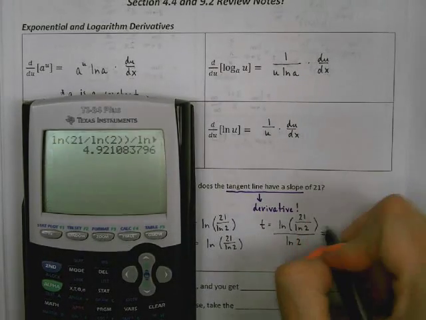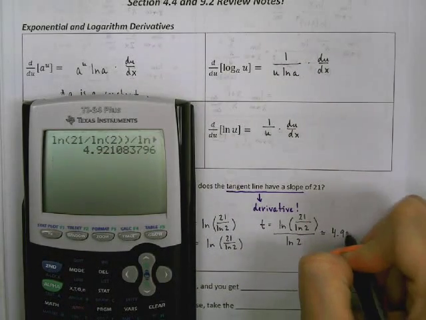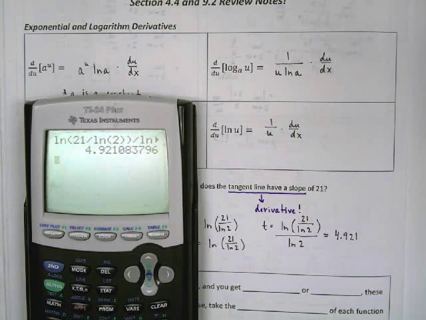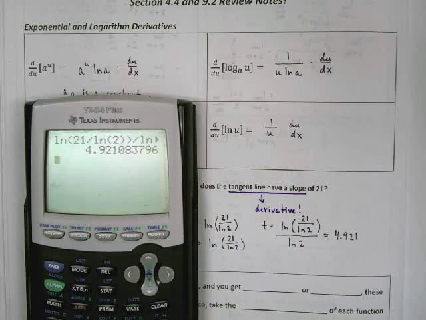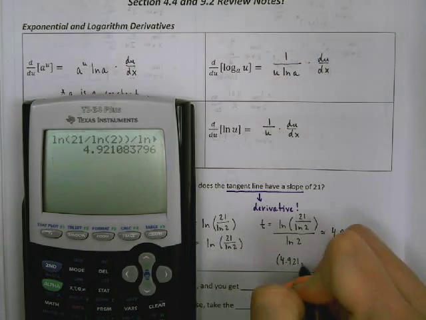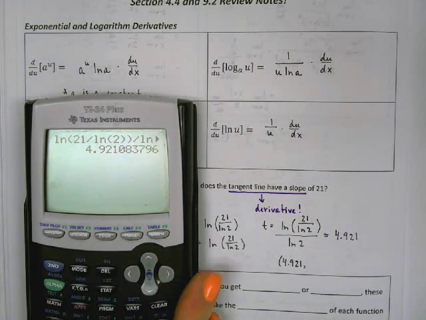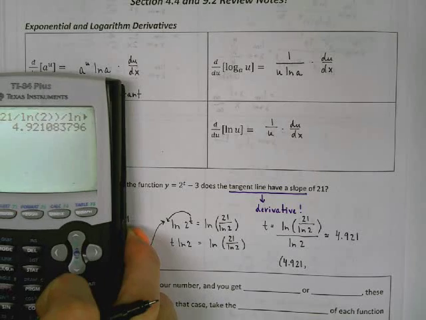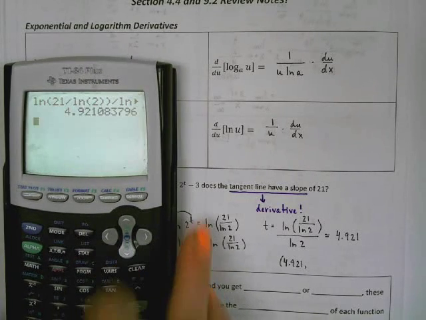And we get t is approximately 4.921. So now we have the x-coordinate of that point. Or I'm sorry, really it's t. And I'm going to plug it into my function to get the y value.